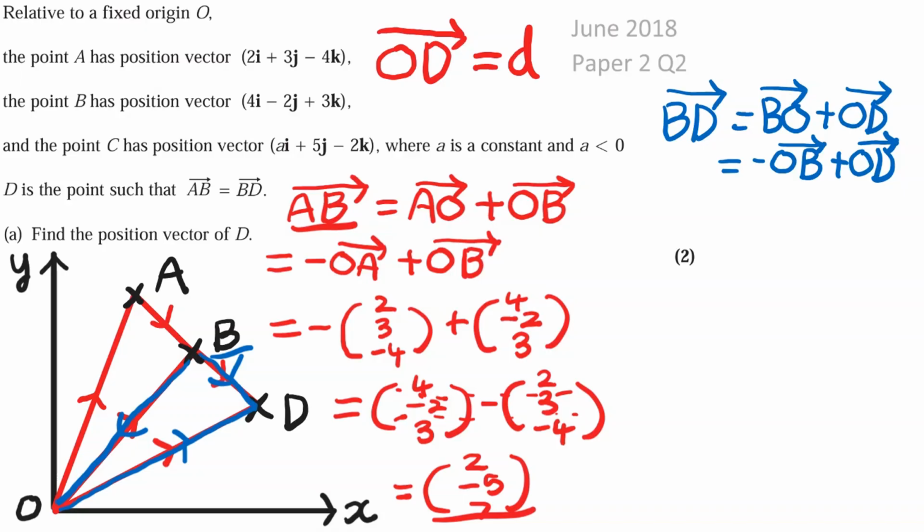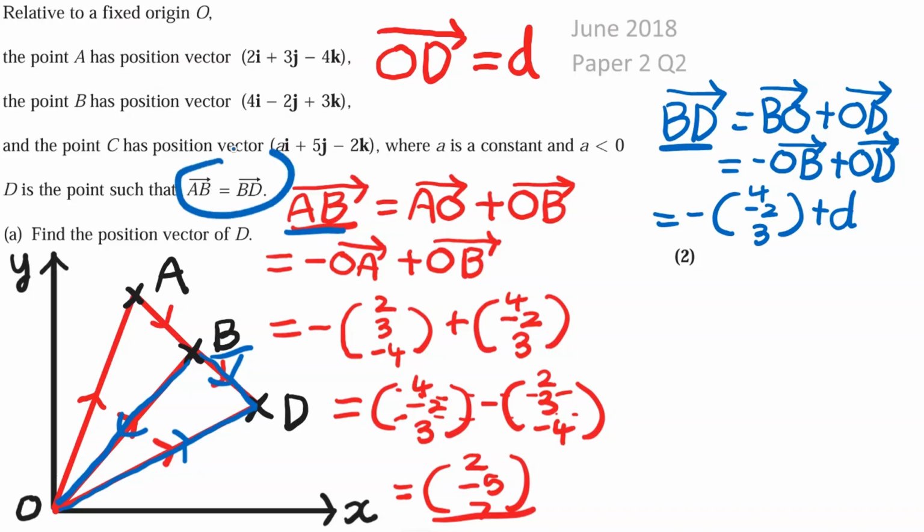And we can sub in the values, so OB is the position vector of B, which is this here, (4, minus 2, 3). OD we don't know. This is what we're trying to figure out, so we're just going to call this d for now. So we have an equation for AB and BD, and AB and BD are equal to each other. So what we can do is create an equation by setting these two terms equal to each other.